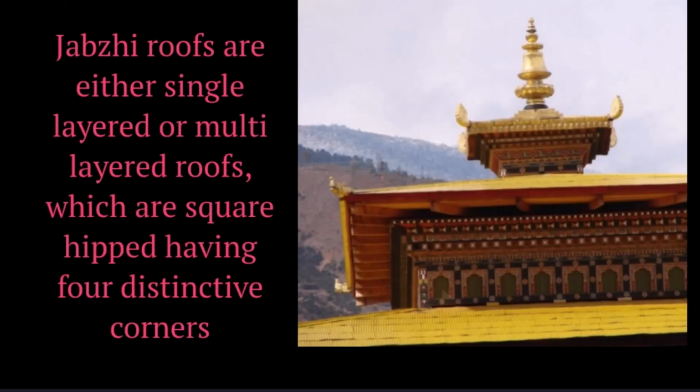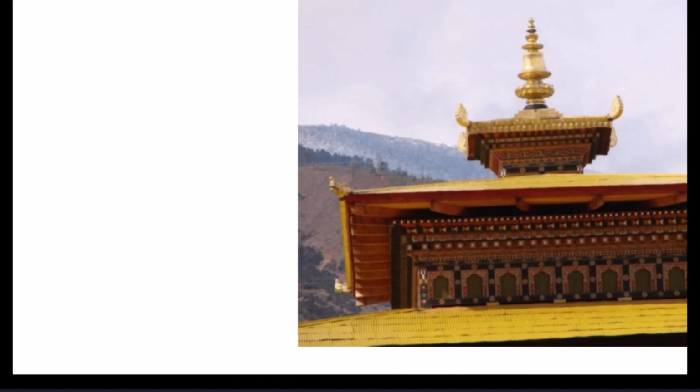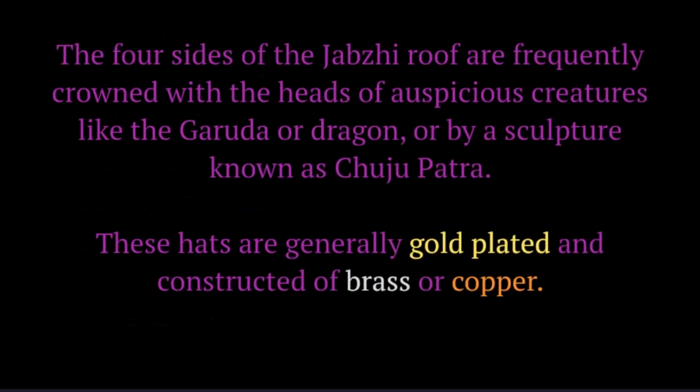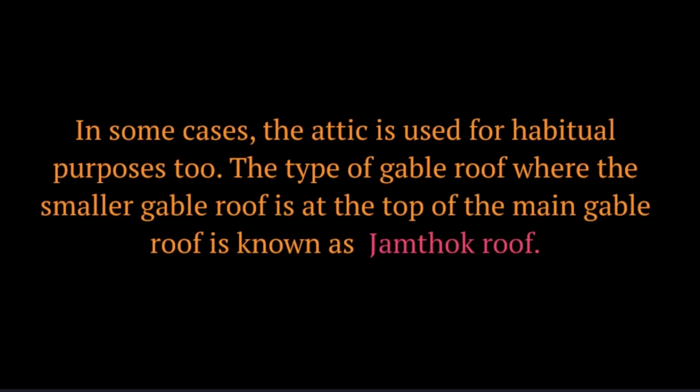Jabzi roofs are either single-layered or multi-layered roofs, which are square-hipped, having 4 distinctive corners. This type of roof is mostly provided in buildings of greater importance, such as the monasteries. The 4 sides of the Jabzi roof are frequently crowned with the heads of auspicious creatures like the Garuda or dragon, or by a sculpture known as Chujapatra. These hats are generally gold-plated and constructed of brass or copper. In some cases, the attic is used for habitual purposes too.